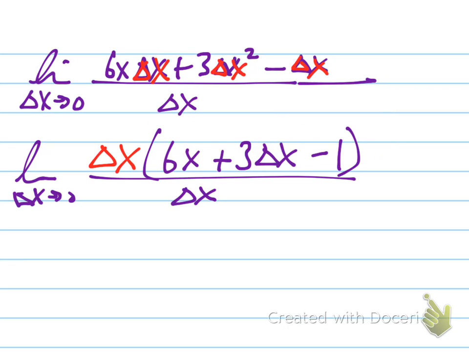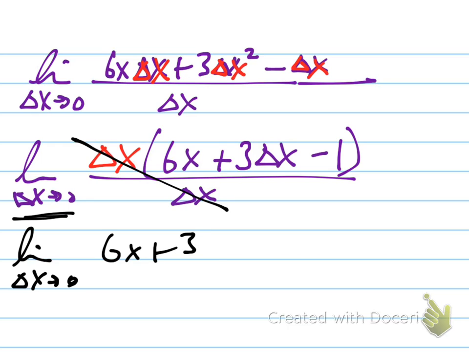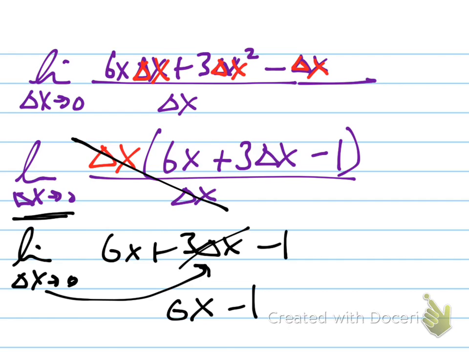So here's the key insight. You can't divide by 0, so 0 on the bottom here is no good, but as soon as you see this, you see that the 0 is actually removed. The limit as delta x approaches 0 of, no longer a fraction, 6x plus 3 delta x minus 1. We can now plug 0 in for delta x, leaving us with 6x, 3 times 0 is 0, goodbye, minus 1, and as promised, there's the answer.